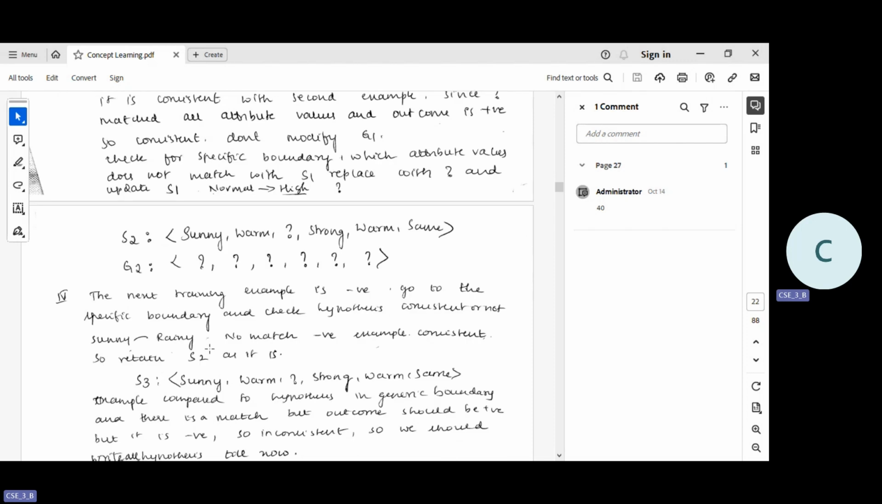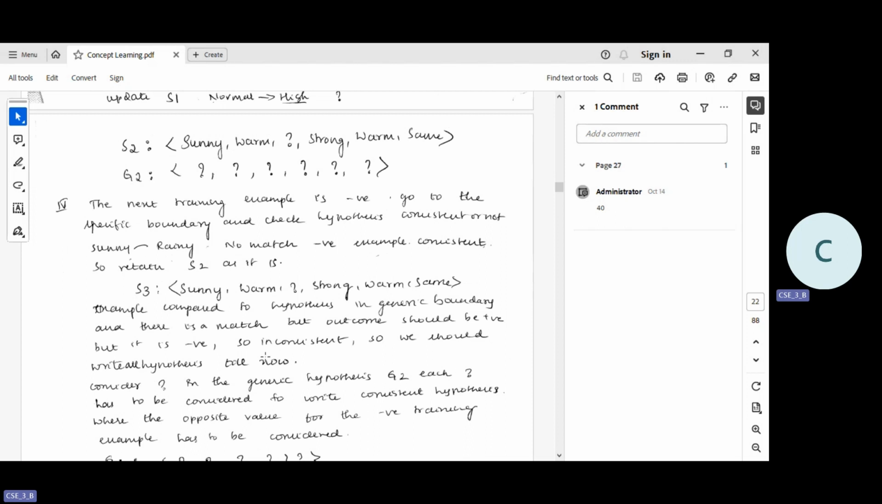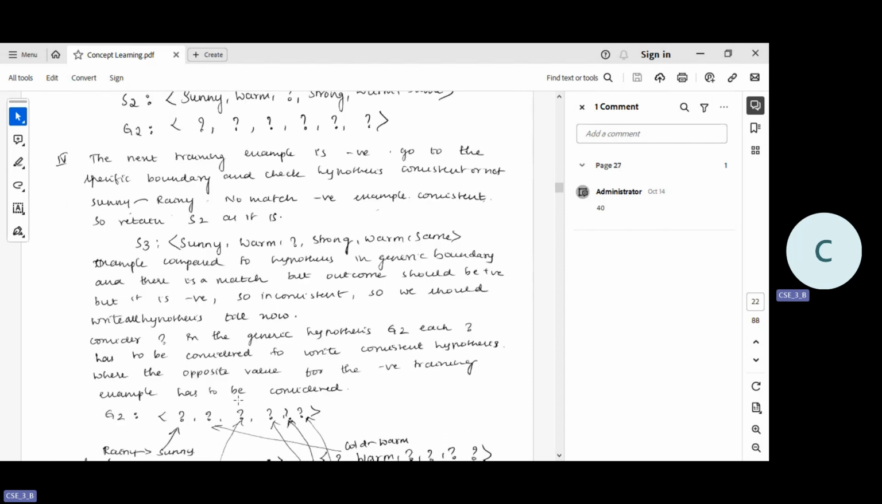According to the algorithm, whenever it encounters a negative training example, we update the generic boundary and retain the specific boundary as it is. So we can observe here. When this example is compared to the hypothesis in the generic boundary, there is a match, but the outcome should be positive. Here in this case it is negative, so it is inconsistent. So we should write all the hypotheses till now. We have to consider the question marks in the generic hypothesis, and each question mark has to be considered to write the consistent hypothesis, where the opposite value for the negative training example has to be considered.